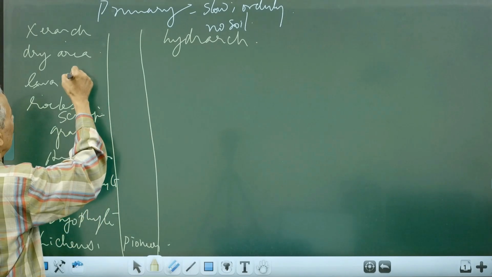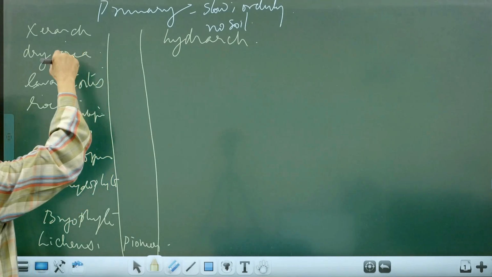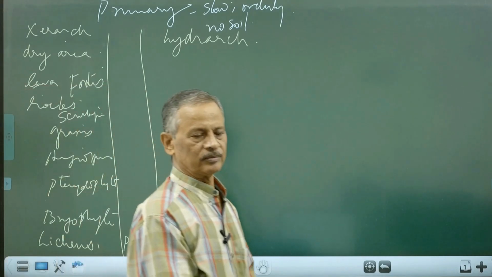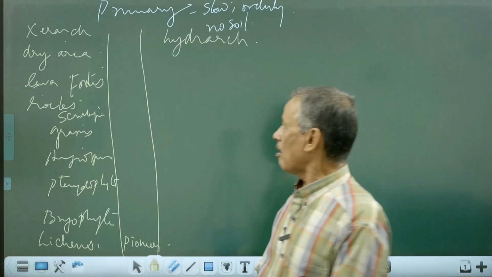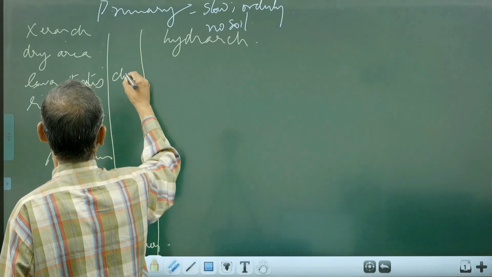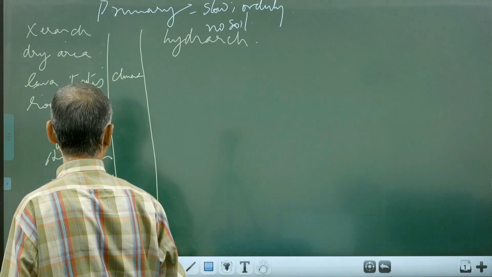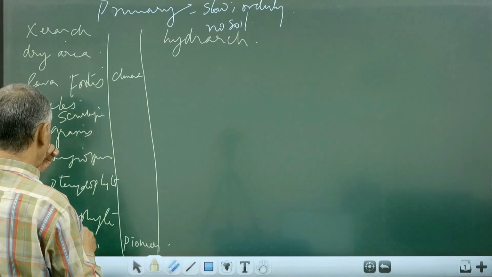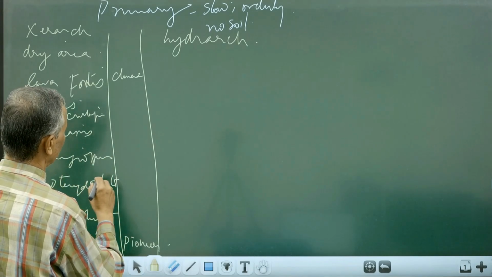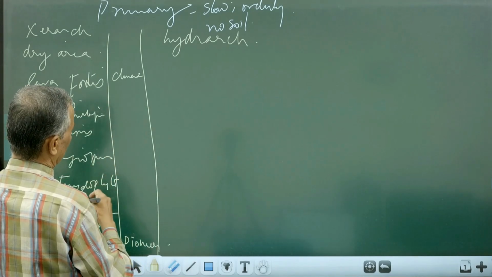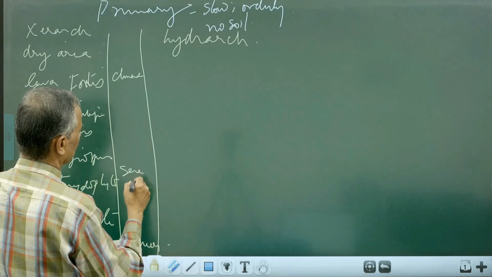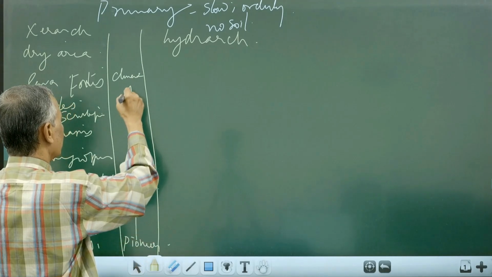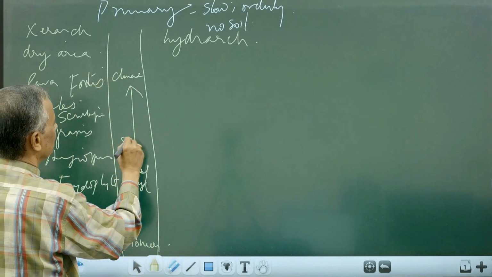And finally, you will be having big trees, and thus it forms forest. The last community that is arriving is called the climax community. So it is from pioneer to climax. Various stages are occurring one after another in a regular orderly fashion. And all these stages are intermediary, transient stages called seral stages. Each one is called a seral stage, and the hierarchy, all the seral stages together, is called sere.